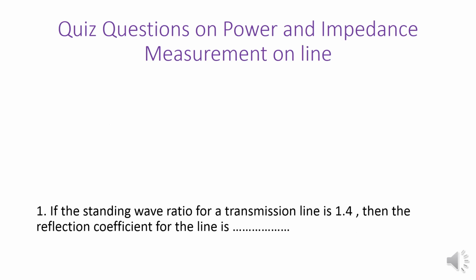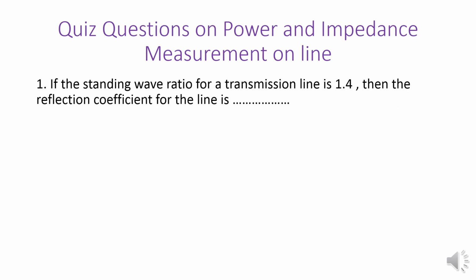Thank you. The first question based on power and impedance measurement on transmission line: if the standing wave ratio for the transmission line is 1.4, then the reflection coefficient for the line is dash.